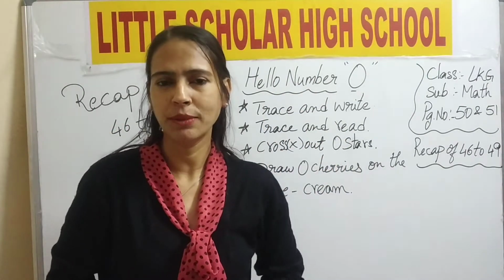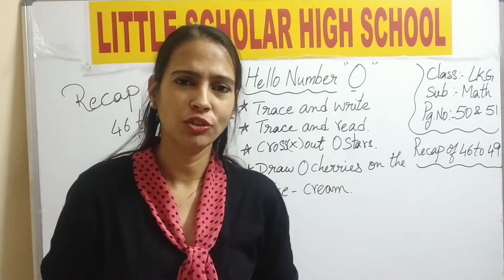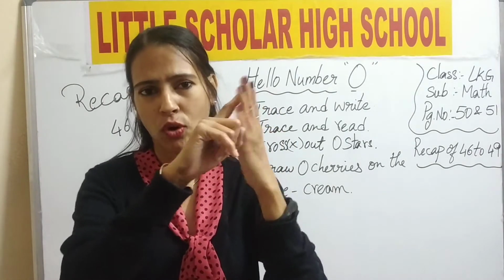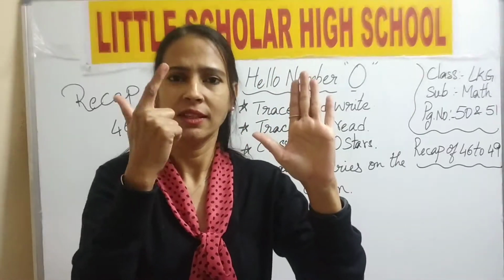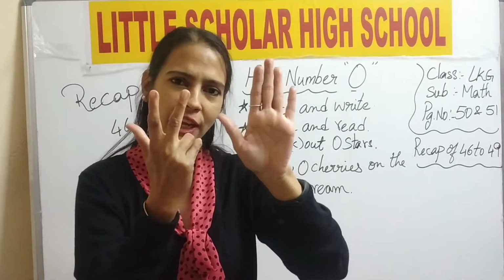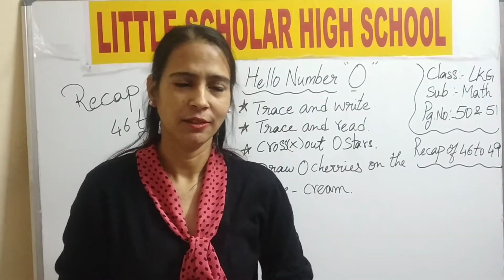And how many worms did we put up? We drew 8 worms. So how do we count it? 1, 2, 3, 4, 5, 6, 7, 8. So how many worms did we draw? 8 worms. Now for 9, how do we count number 9?